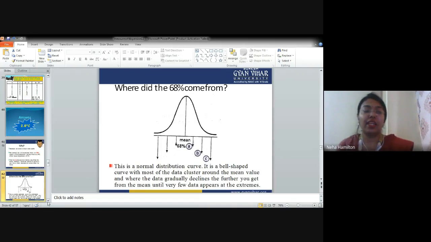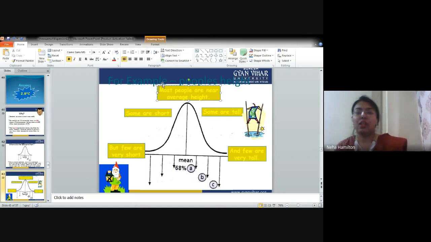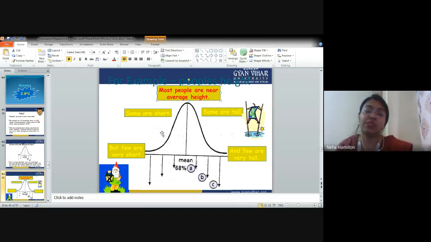Very less, right? Now, for example, people's height, right? If we take the example of people's height, most people are near average height. I am talking about this. Most people are of average height. Average means we are talking about the mean, right? Now let's come to the left part. I am highlighting it so that you can read that part only.